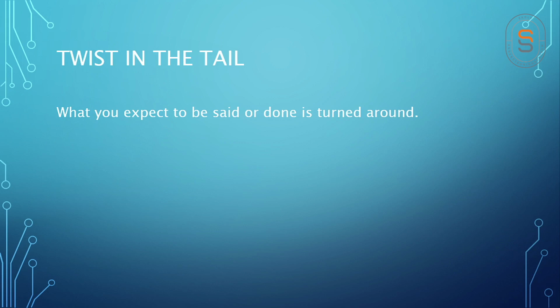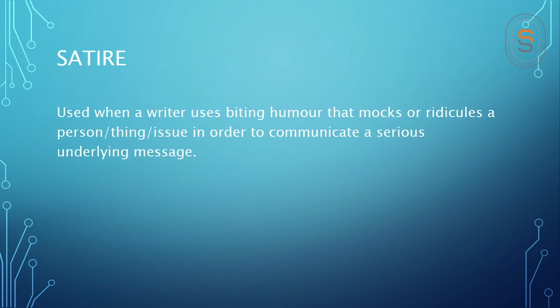Right, so the next one we are going to look at is satire. Now, this is usually used with political cartoons. It's used when a writer uses biting humor that mocks or ridicules a person or a thing or an issue in order to communicate a serious underlying message. Now, that is important. He is mocking an issue, but there's always a serious underlying message.